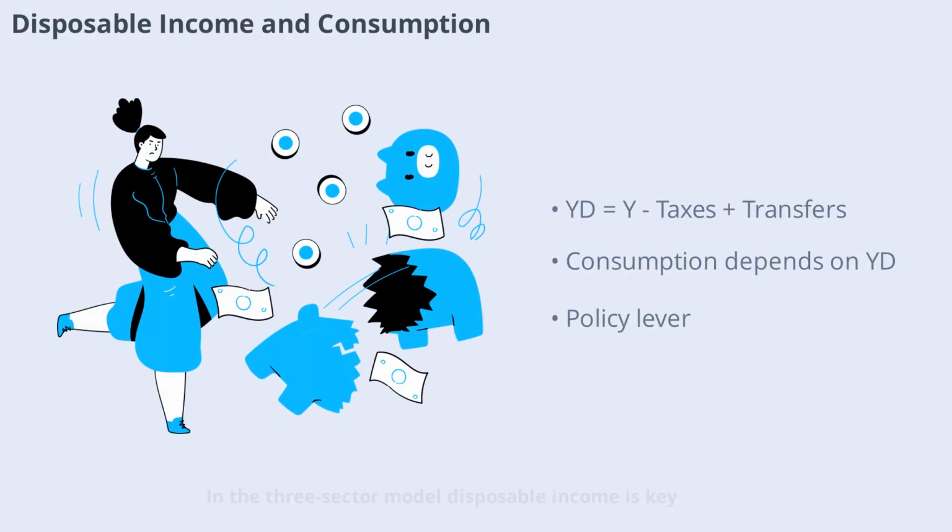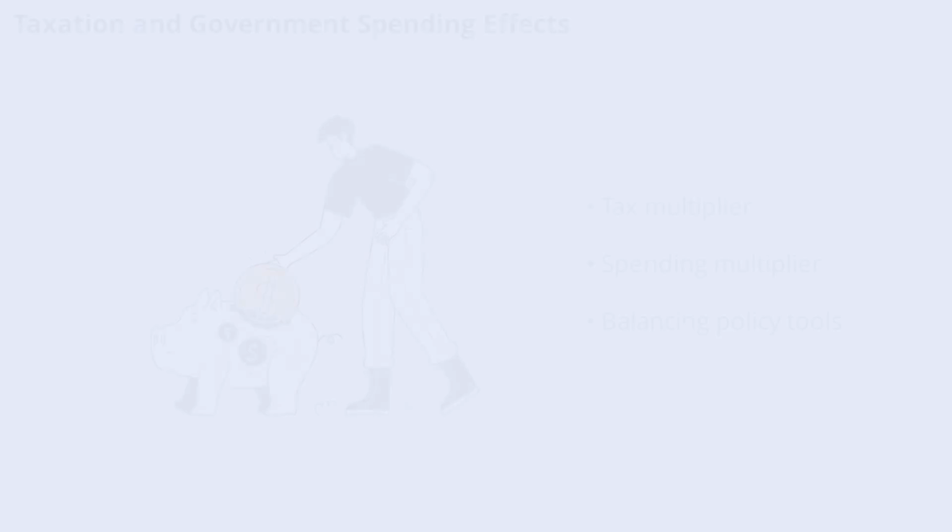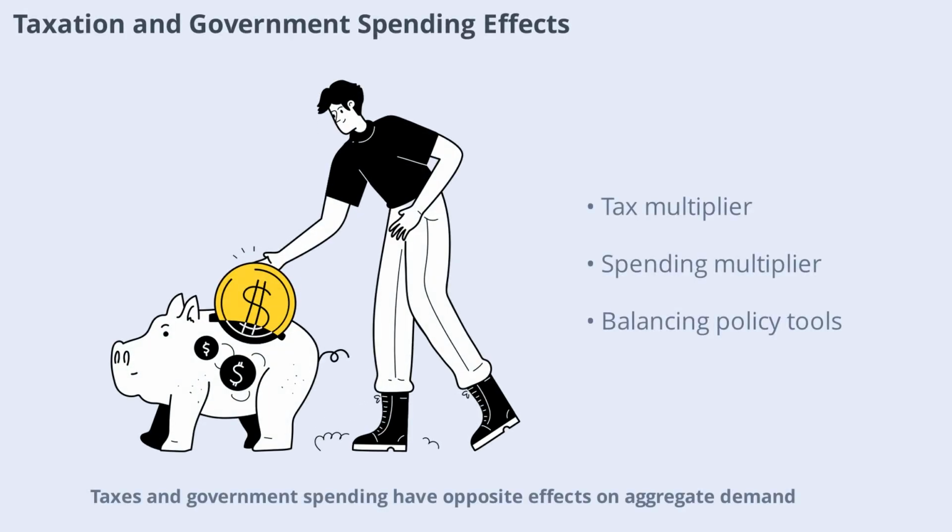In the three-sector model, disposable income is key. It's calculated as YD equals Y minus taxes plus transfers. Households base their consumption decisions on disposable income, not total income. When the government changes tax rates or transfer payments, it directly influences household spending. This relationship is crucial for understanding the effectiveness of fiscal policy and how it can be used to manage economic cycles. Taxes and government spending have opposite effects on aggregate demand.